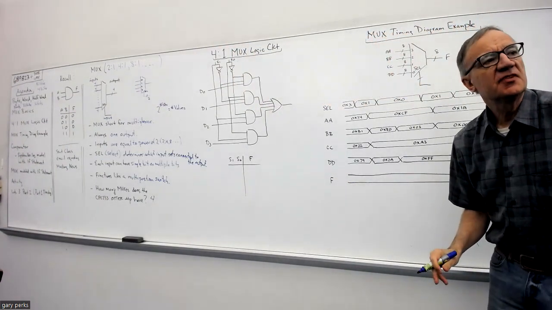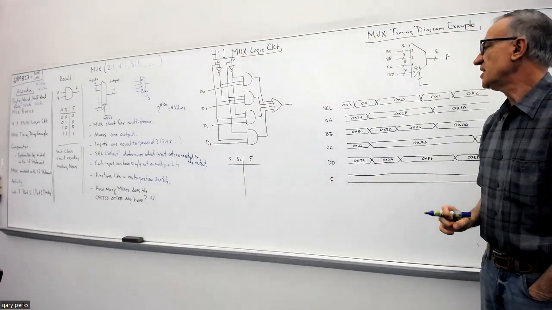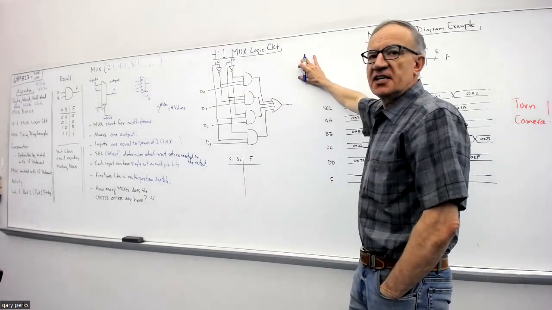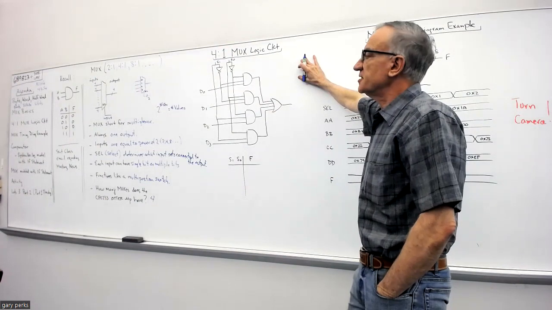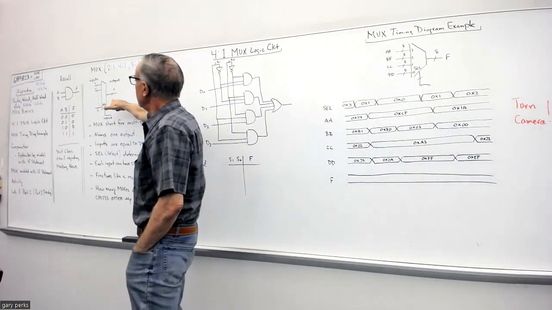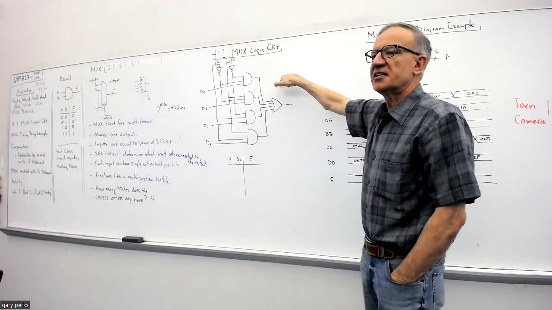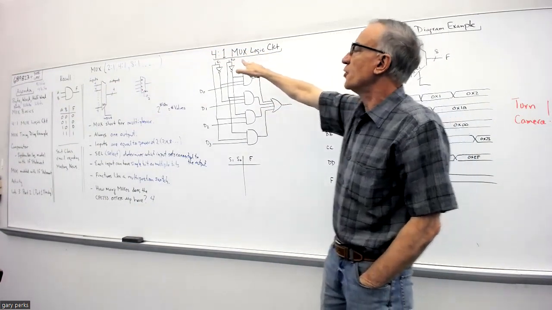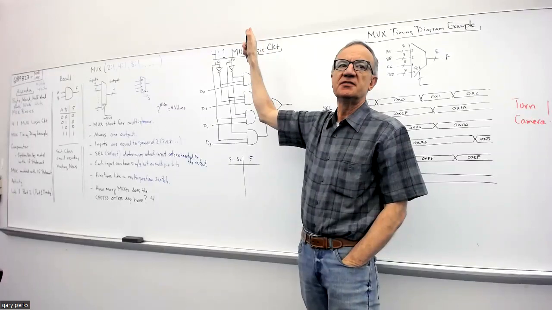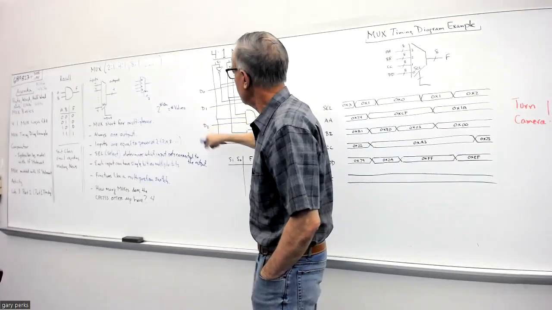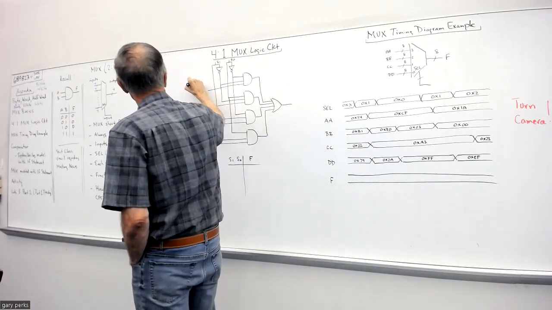If there are no questions up to this point, let's move on and look at the logic circuit that actually makes up a mux. This symbol represents a logic circuit like this. In fact, this is a 4-to-1 mux example. D0, D1, D2, D3 are my inputs.